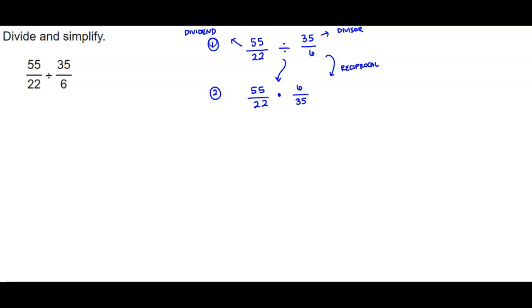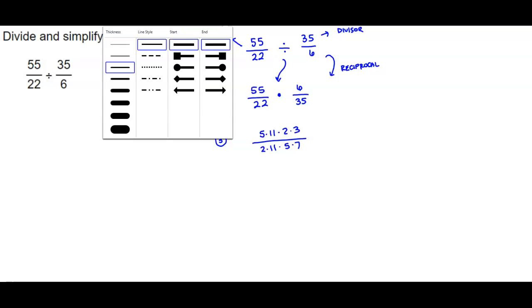Now when we multiply, what we want to do is break everything down into its prime factorization form. Well, 55 is the same thing as 5 times 11 in prime form. 6 in prime factorization form is the same thing as 2 times 3. The prime factorization of 22 is 2 times 11, and the prime factorization of 35 is 5 times 7.